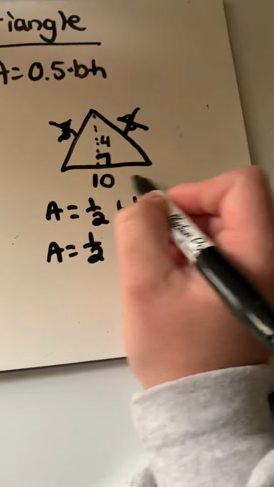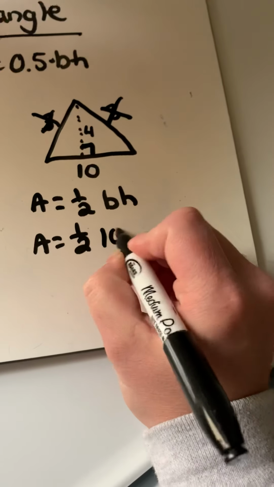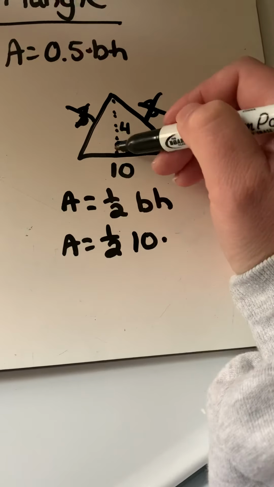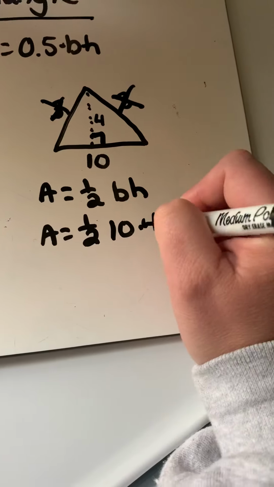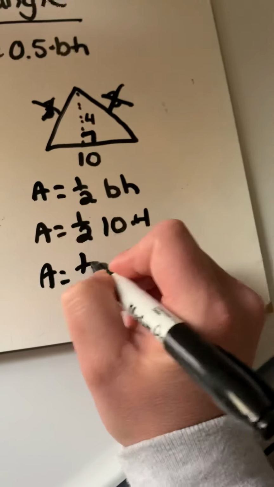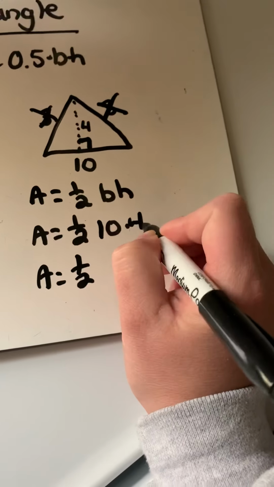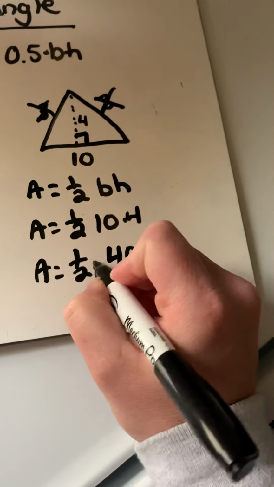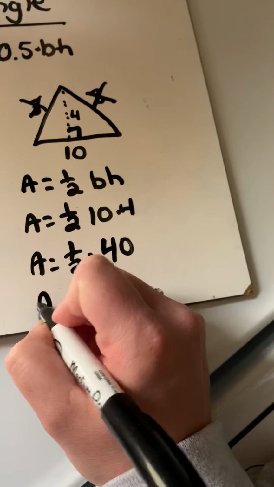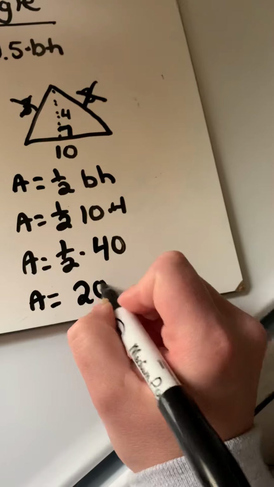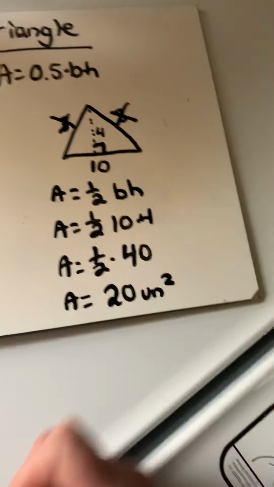So my base is the bottom part of the triangle, so 10. The height of my triangle forms a right angle, so 4. So area equals half. 10 times 4 is 40. Half times 40, or half of 40, area equals 20 units squared.